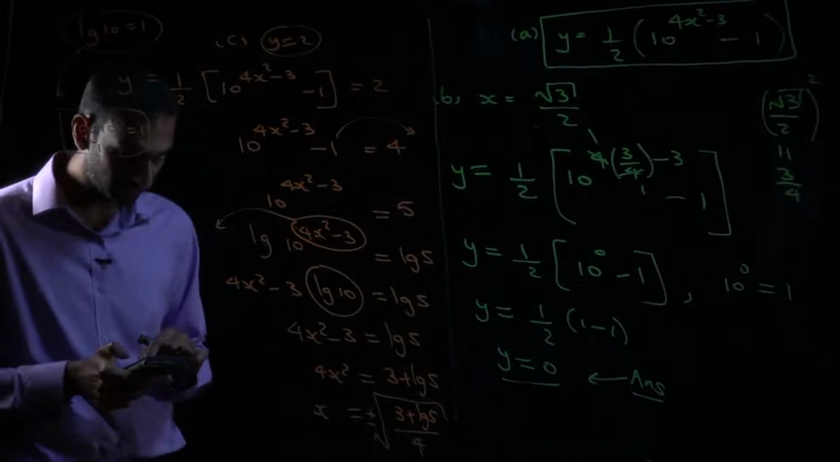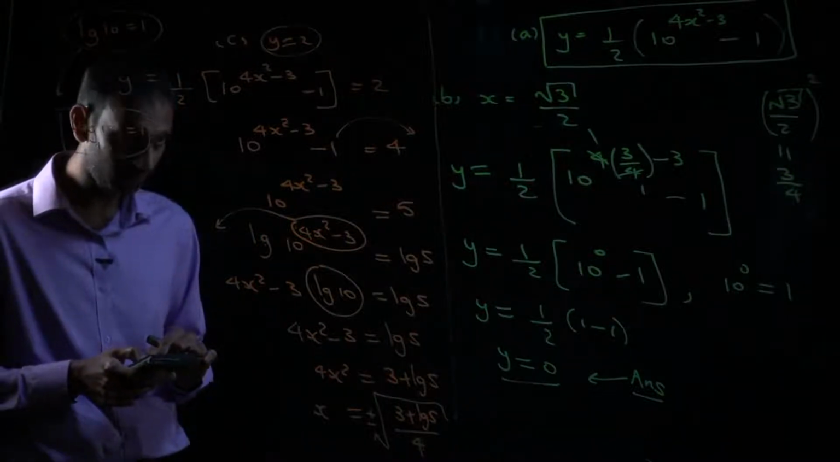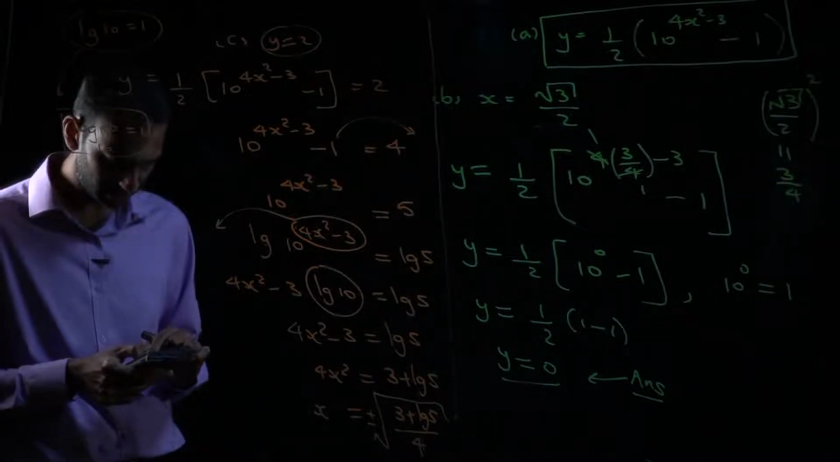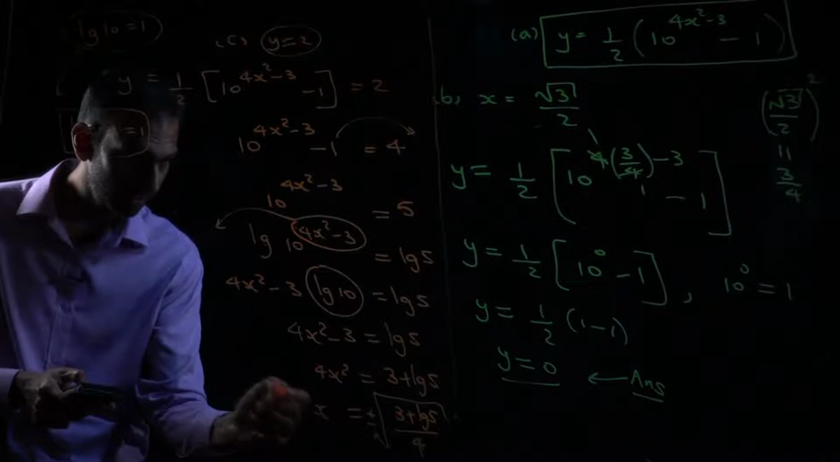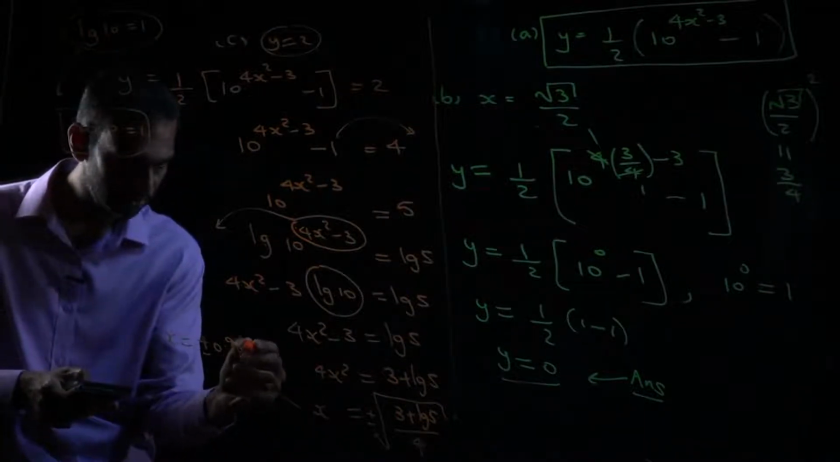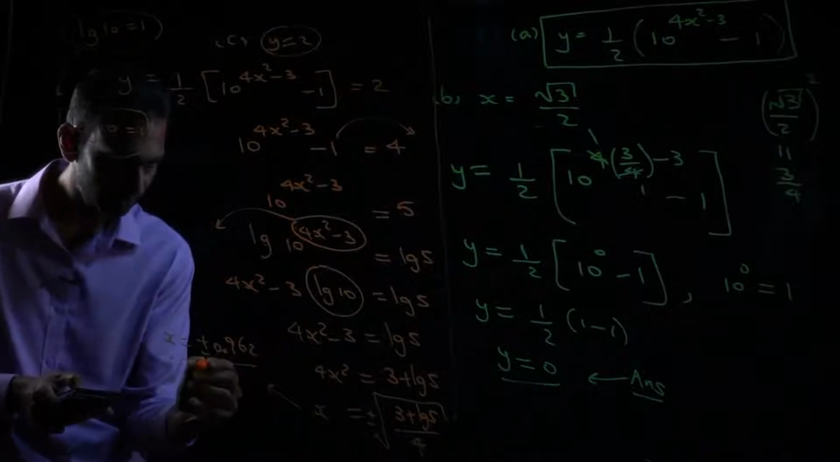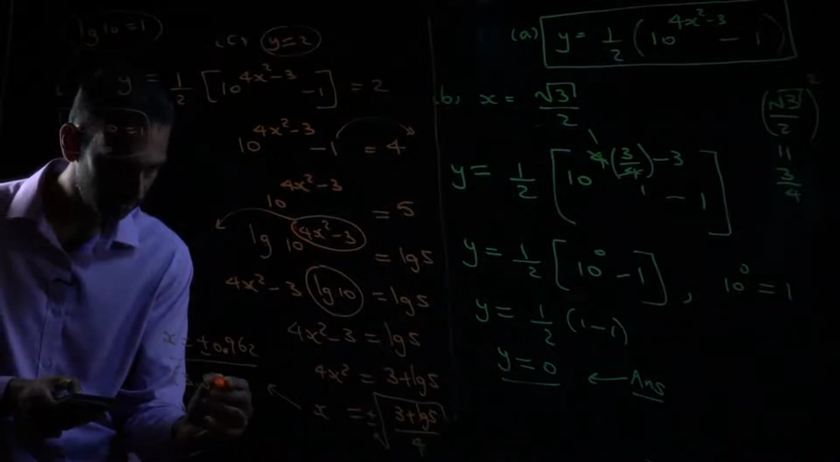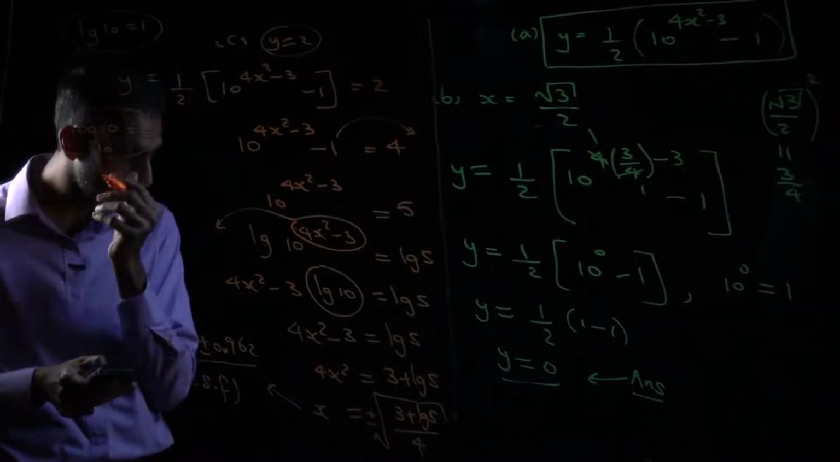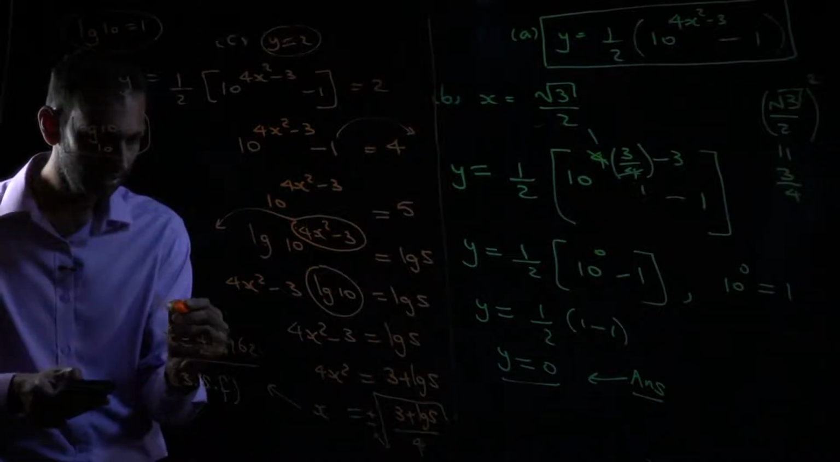So 3 plus log 5 divided by 4, and the square root of that would give me, so x is equal to plus or minus 0.962 to 3 significant figures. So x is equal to plus or minus 0.962 to 3 significant figures, and that's the answer.